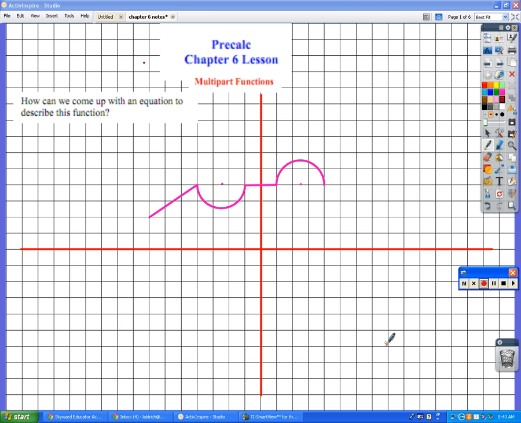All right, so like I said, we're going to come up with 4 equations for the 4 different pieces of this function right here, okay? And we're going to work from left to right. So this piece right here obviously is a linear function. So what do we need to know to come up with an equation for that?